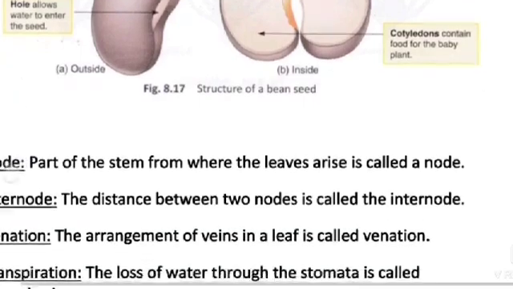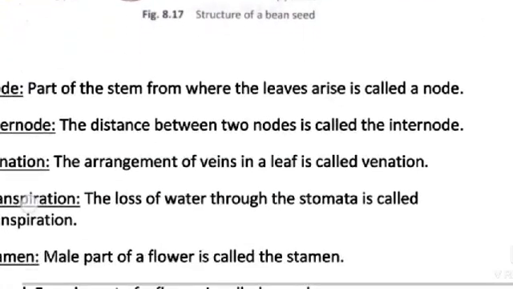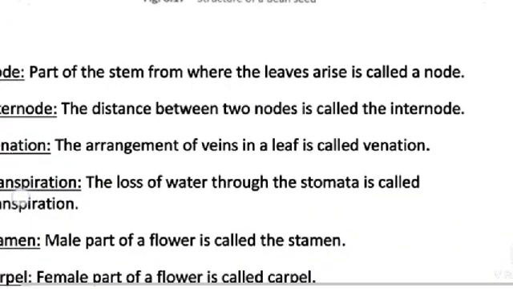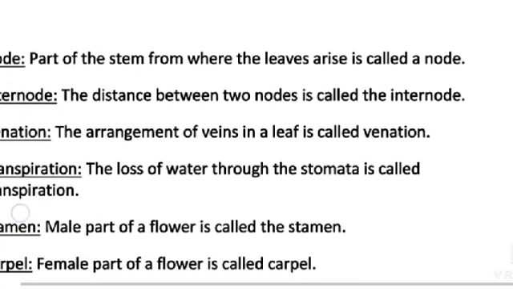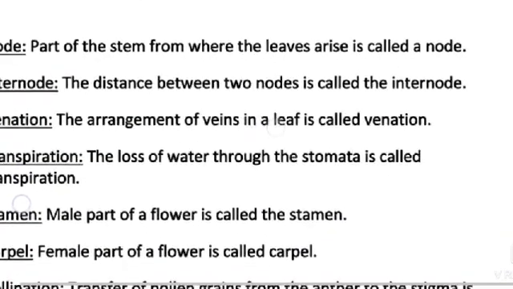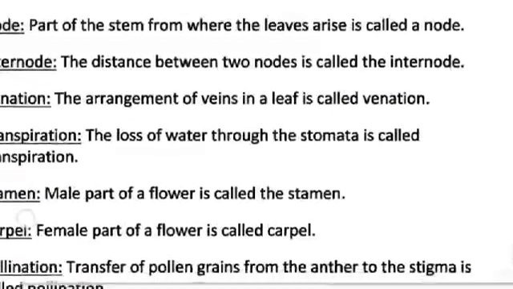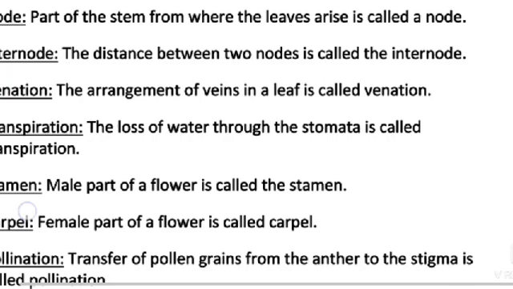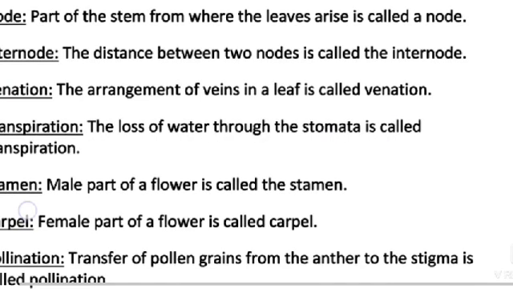Node. The part of the stem from where the leaves arise is called a node. Internode. The distance between two nodes is called the internode. Venation. The arrangement of veins in the leaves is called venation. Transpiration. The loss of water through the stomata is called transpiration.